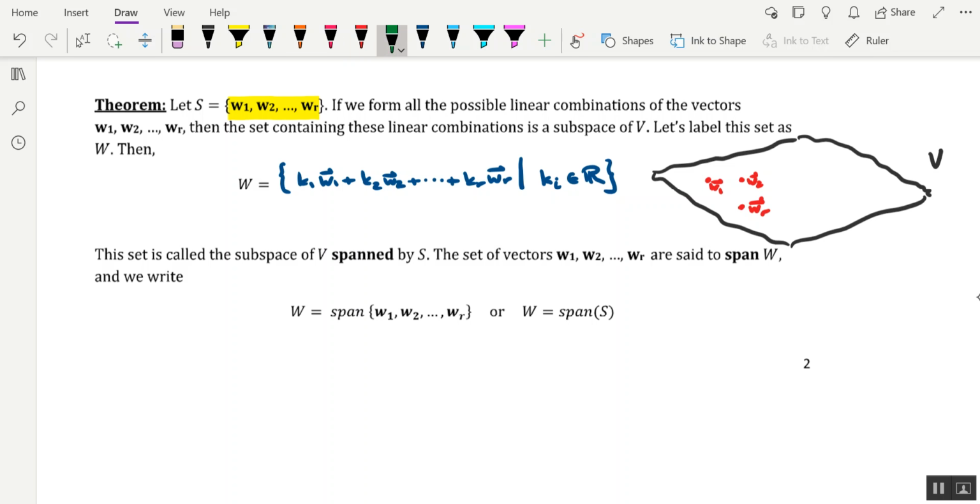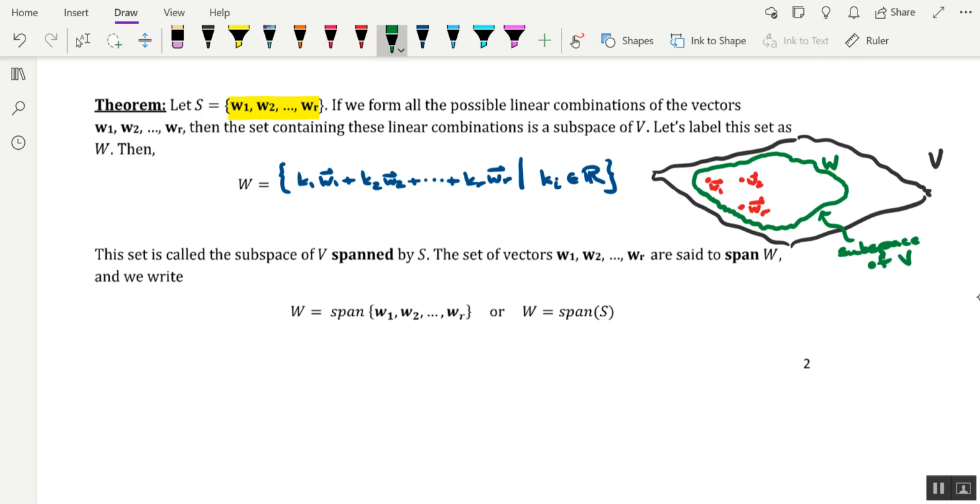So I'm going to represent the set of all mixtures of W1 through WR with this little green blob here. This is what they're referring to as the set W. And according to this theorem, this right here is a subspace of V. So it satisfies all 10 vector space axioms using the rule for addition and scalar multiplication on V.